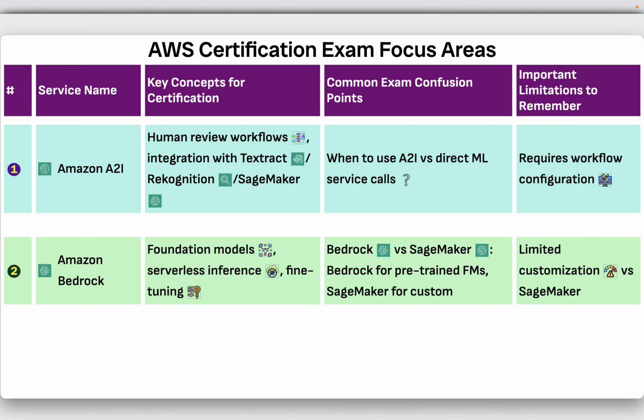Next service is Amazon Bedrock. So key concepts for certification, just to remember, are it offers foundational models, and you have serverless inference and fine tuning. Common exam confusion points are Bedrock versus SageMaker. So Bedrock is for pre-trained foundational models like Anthropic and others, and Amazon has its own foundational models. But SageMaker will be used for all custom machine learning tasks. An important limitation to remember is that it offers limited customization versus SageMaker, where there is complete flexibility.